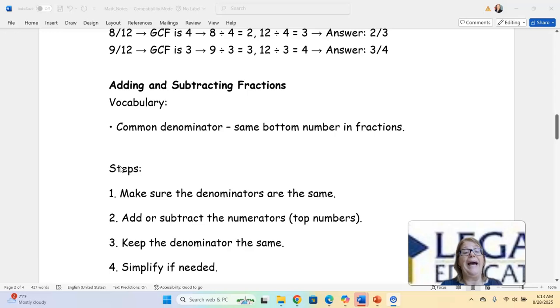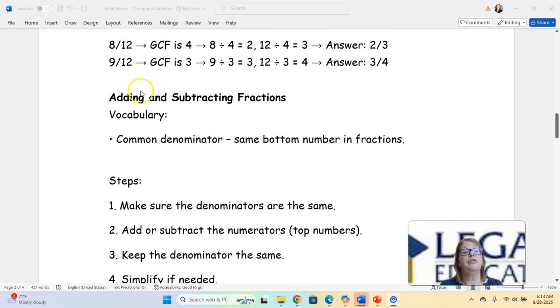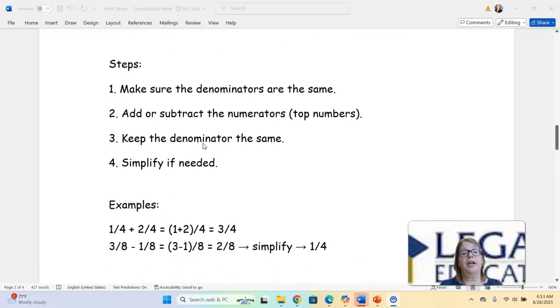So what if you have to add and subtract fractions? So first of all, we want to know what our common denominator is, and that's going to be that when you have the same bottom number in both fractions. So for example, 8/12 and 9/12 has the same bottom number in that fraction, so that's a common denominator. That would be an example.